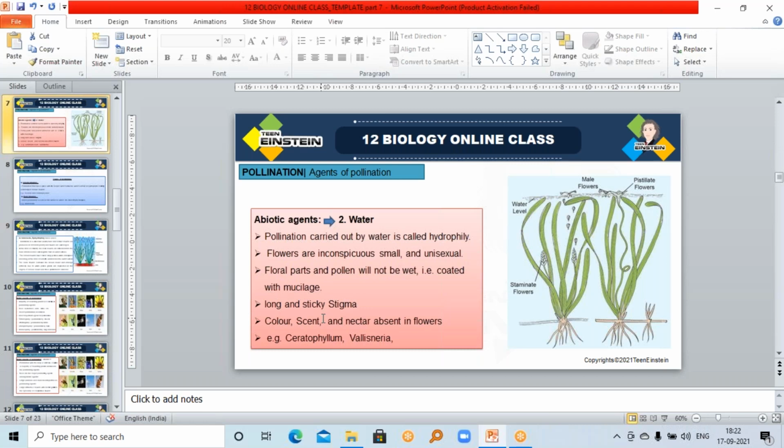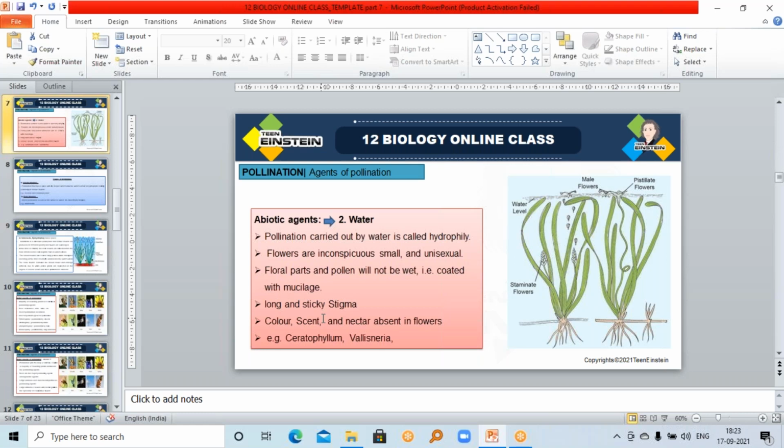The nectaries are absent in this flower because no insect will come for pollination. Nectaries are mainly for the attraction of insects or birds. Color, scent and nectar are absent in this flower. There's no need of colored flowers, and scent, fragrance also won't help in the case of hydrophily.